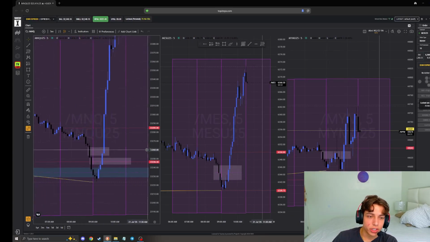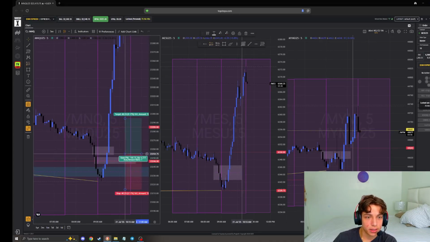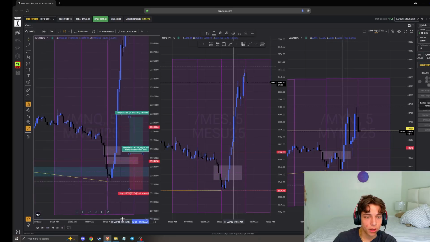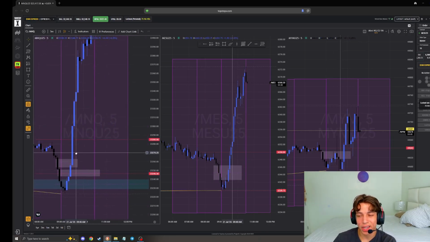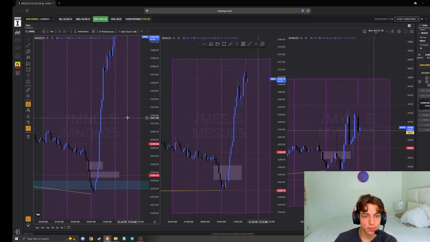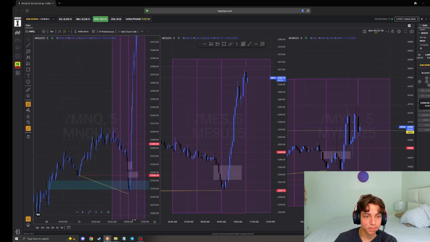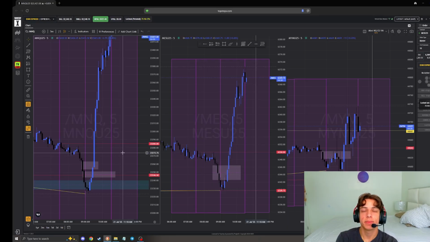I really should have just taken this for something like this. But also, this was before 9:30, so I don't like taking trades before 9:30. I rarely do it, so I don't know. But yeah, that's pretty much it.